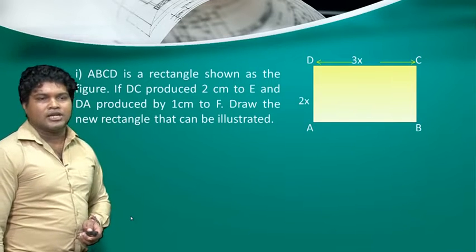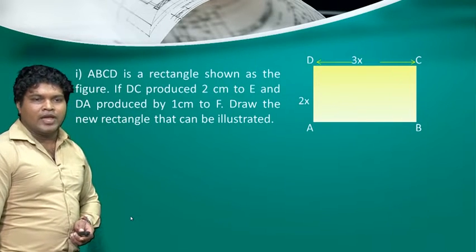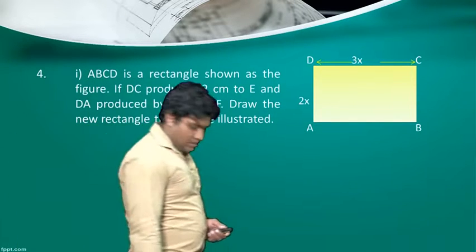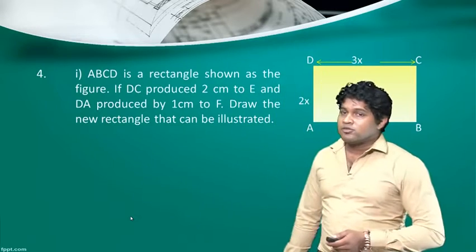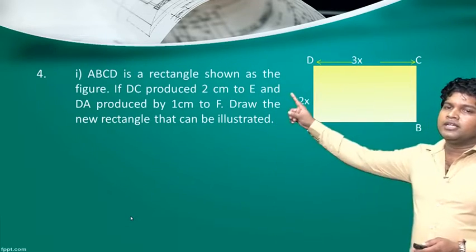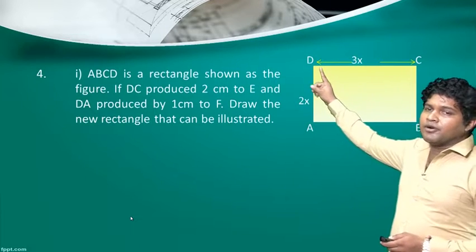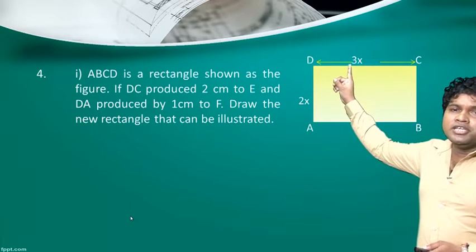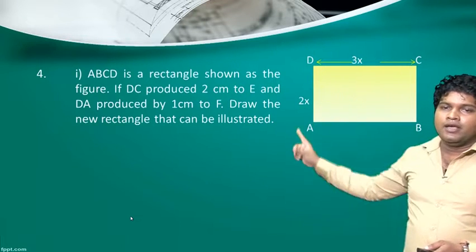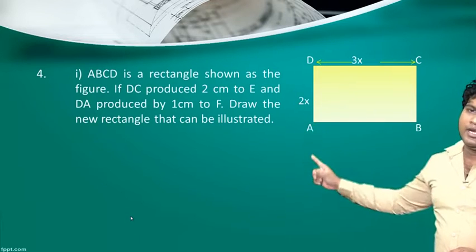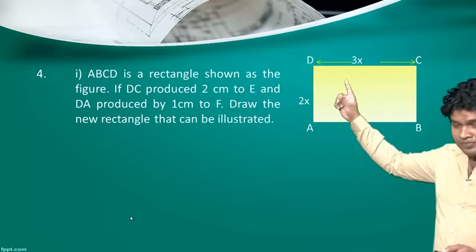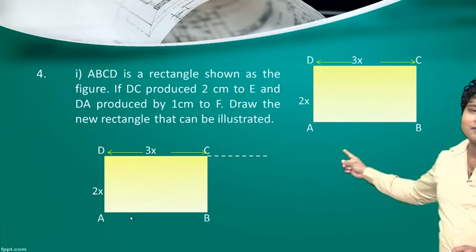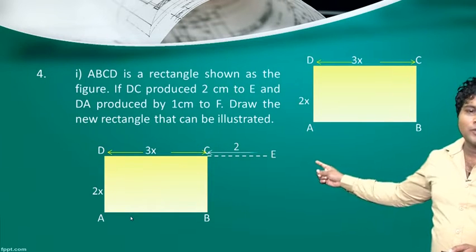There is a construction. As they told, we have to do it. If DC is produced by 2 cm, looking at the diagram, you have to extend this DC. And DA produced by 1 cm: from D to A, you have to extend the line. Right, the first diagram. Yes, I produced 2 cm to E.